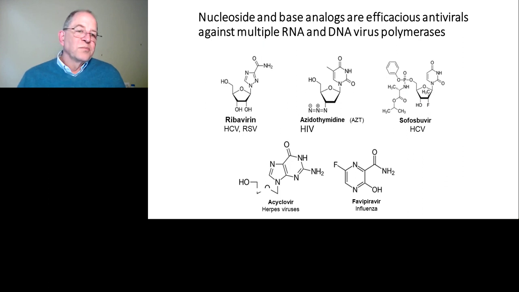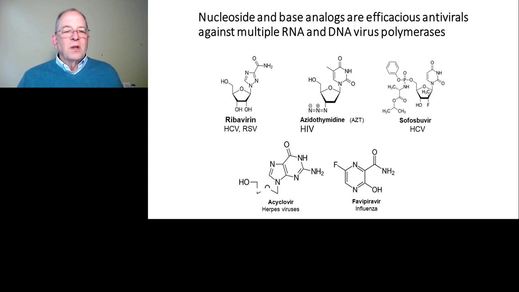What are these? Well, these are essentially decoys. They look like normal nucleosides that would be incorporated into RNA. However, they have modifications that either cause mutations to occur in the genome, or they terminate the RNA chain as it's growing and block normal activity of the virus.